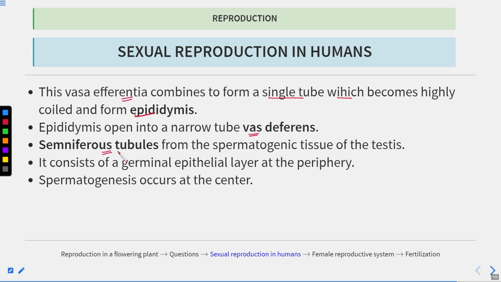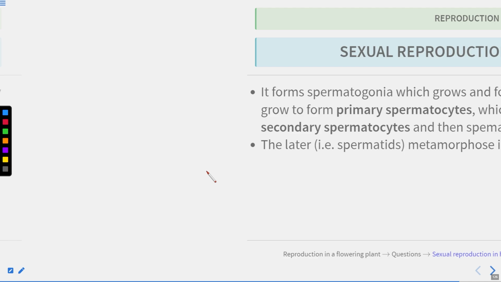Now, the seminiferous tubules form the spermatogenic tissue of the testes. Clear? So this forms the spermatogenic tissue of the testes, and it consists of a germinal epithelial layer at the periphery. Now spermatogenesis occurs at the center. We'll talk about spermatogenesis also. So first you have to remember the germinal epithelial layer. This is present at the periphery, and meiosis takes place in these germ cells, which are involved in the formation of gametes.